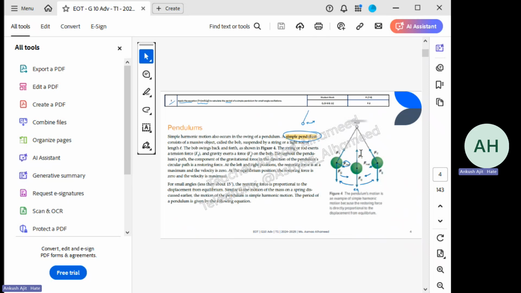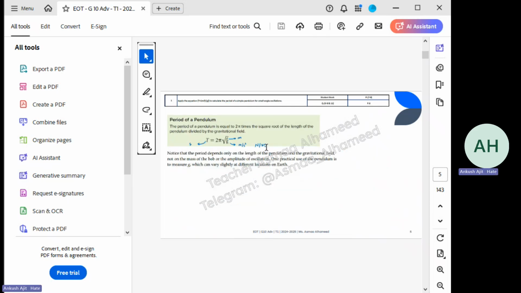So this is the basic definition of the pendulum, right, guys? Of course, you know this. To find the period of a pendulum, this is a very, very important formula here: T equals 2 pi root L upon G, where pi is a constant, L is the length of the pendulum, and G is the gravity. If you use this formula, you will get the period of the pendulum.